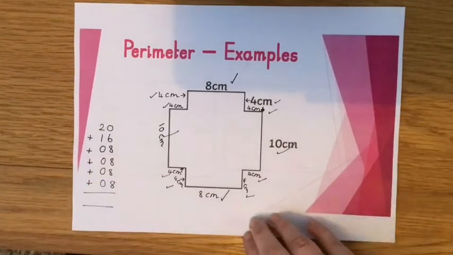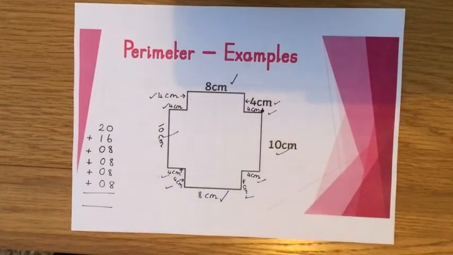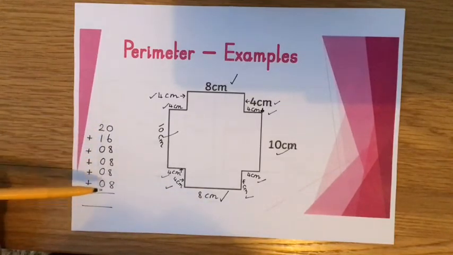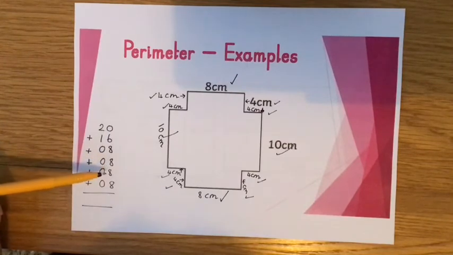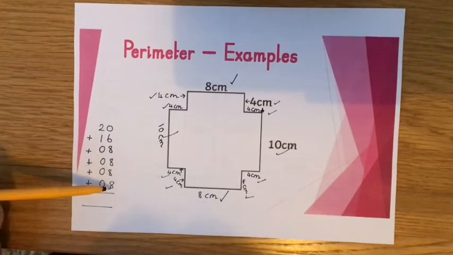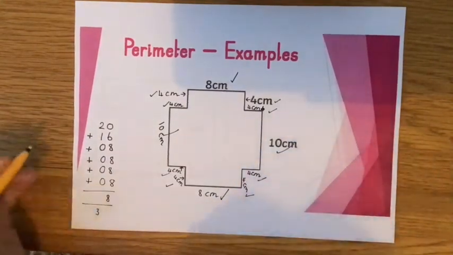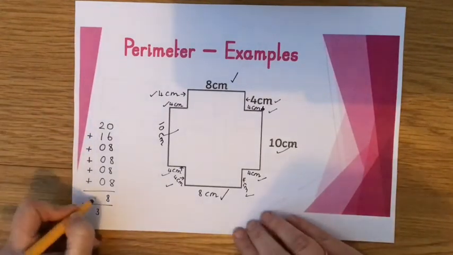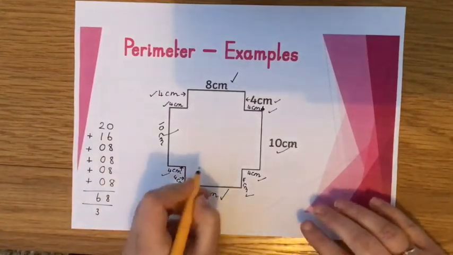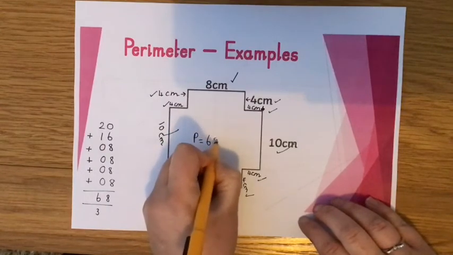Okay, now I can see that I have counted up all of the lengths there on the shape, and now I can add. So 6 plus 8 is 14, plus another 8 is 22, plus another 8 is 30, plus another 8 is 38. I'm going to put my 8 in the ones, carry the 3, and then I've got 2 10s plus 1 10 plus 3 10s, that is 6 10s. So the perimeter of this shape is 68 centimetres.